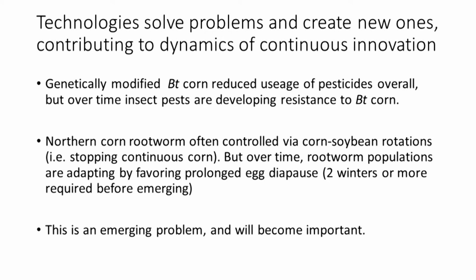So in summary, the two technologies that were adopted to solve this particular problem of insect pests, Bt corn and crop rotation, have created new problems, or perhaps it's more accurate to say that these problems evolved in response to the proposed solutions, and therefore we need even newer solutions, more innovation.